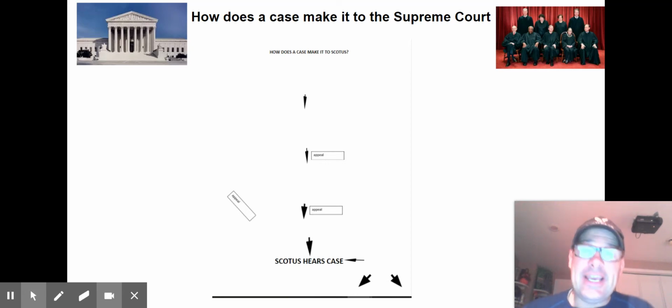Today, we're looking at how does a case make it to the Supreme Court. If you're in class, you might have a chart that kind of looks like this. We're going to fill this out. If you're not and you're at home, just grab a blank sheet of paper, preferably computer printer paper that's totally blank. But if you have no paper, that's all you got. We can make it work.